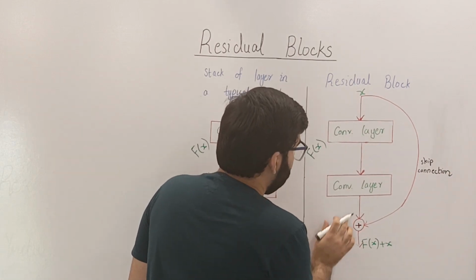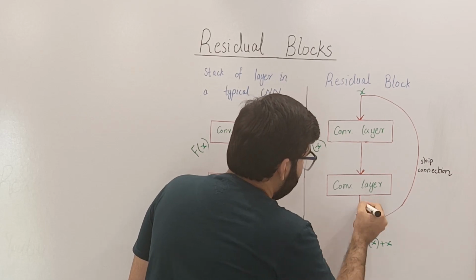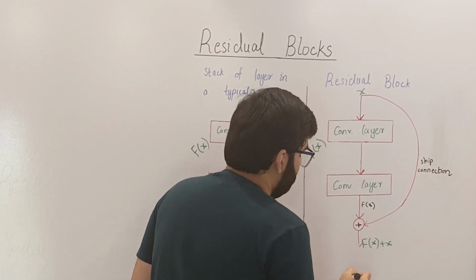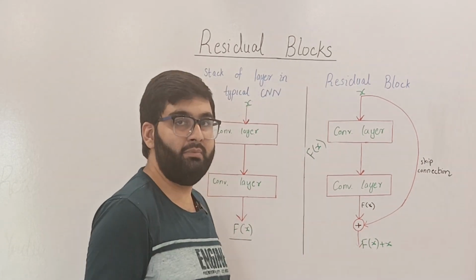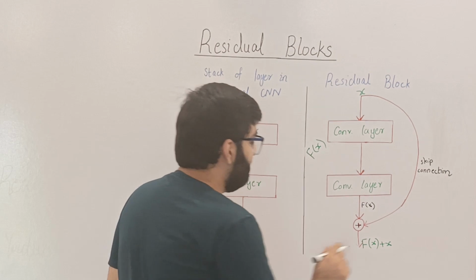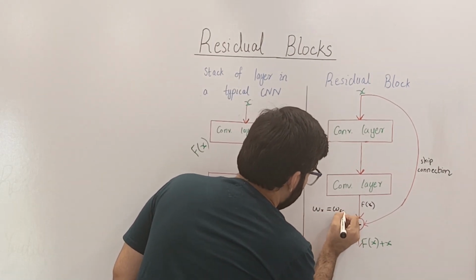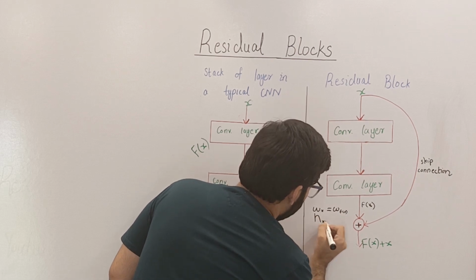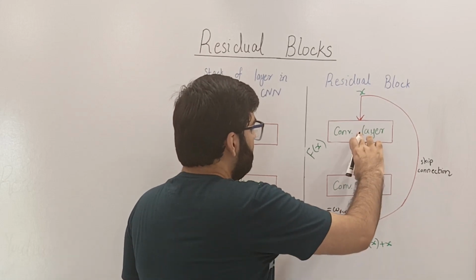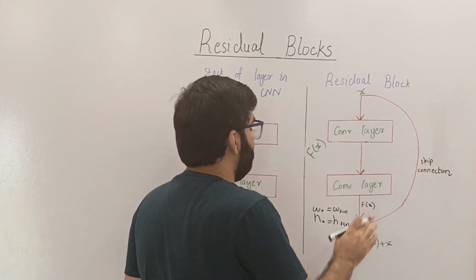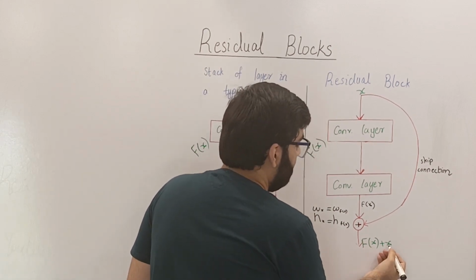This addition, x plus f of x, is element by element addition, and an element by element addition is possible only when the width of x equals the width of f of x and the height of x equals the height of f of x. What if these two layers are changing the height or the width of x, and the dimensionality of f of x is different from x?